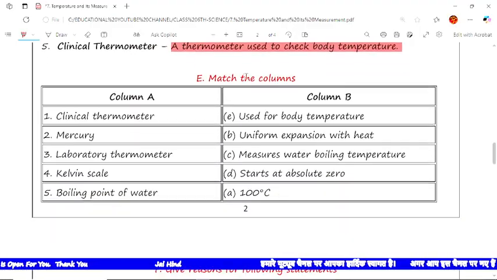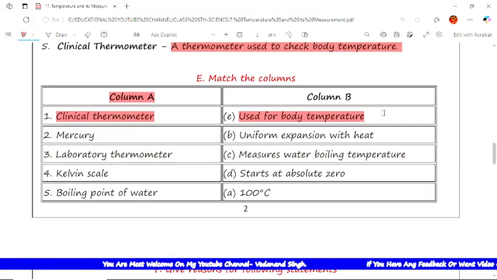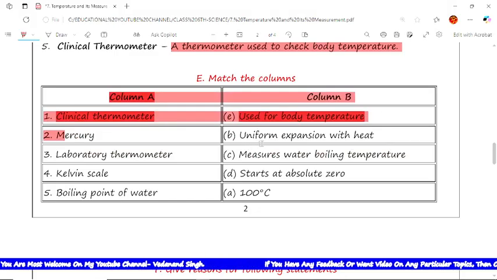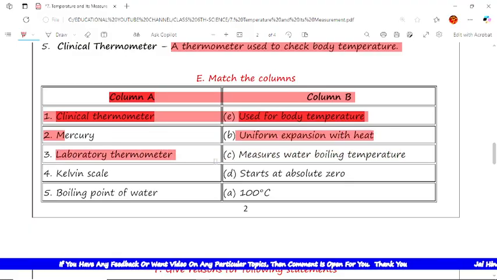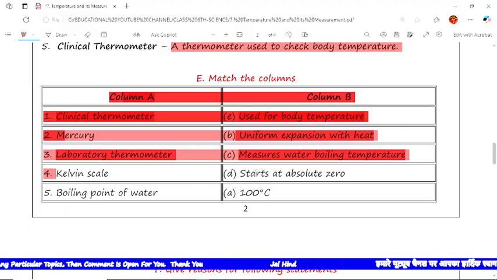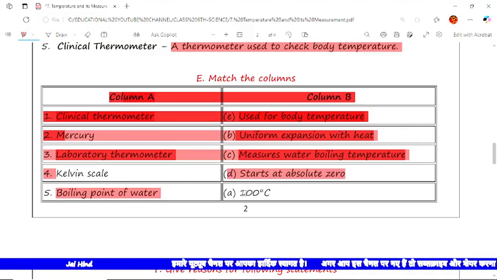So now next, match the columns. Column A and column B are here, and we have to match these columns. In column A, five points are here, and in column B the correct answers are here. The clinical thermometer is used for measuring body temperature. The next is mercury, which gives uniform expansion with heat. The next is laboratory thermometer, which measures the water boiling temperature. Next is the Kelvin scale, which starts at absolute zero. The next is the boiling point of water, that is 100 degrees Celsius.